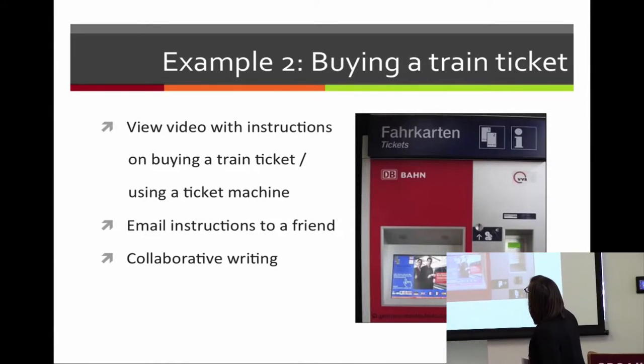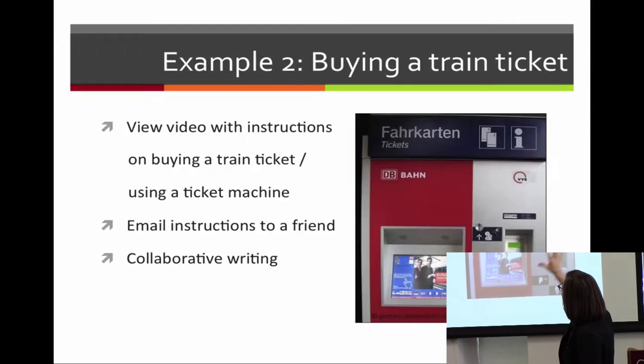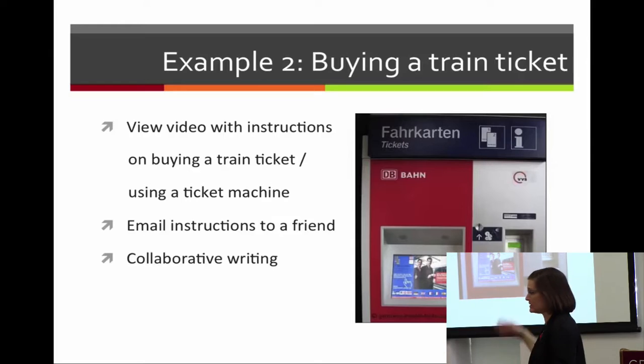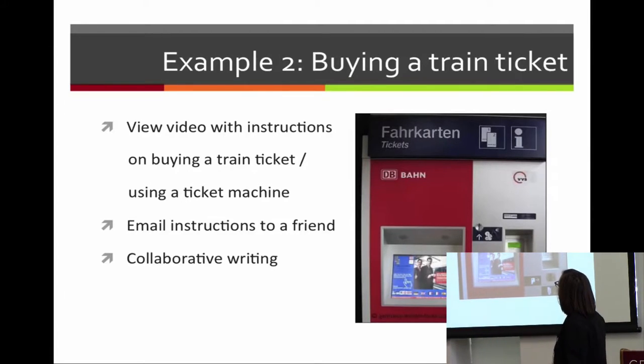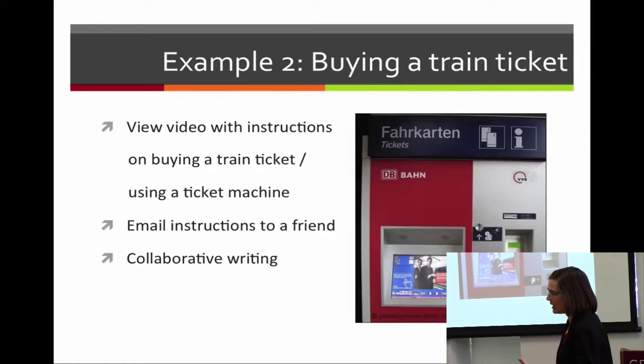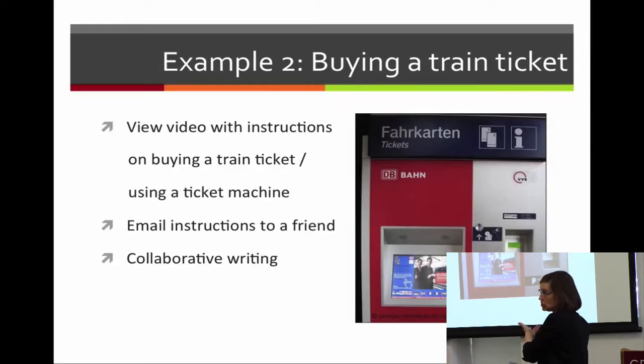Another one was buying a train ticket. And this activity was different than all the others in that they watched a video with a voiceover. It was a demonstration video some person in Berlin, in Germany, had made themselves, not even commercial. And so he's explaining how to buy a ticket using the machine. Students watched that, listened to it, and then in a group, they had to write an email to a friend explaining how to use the machine to buy your ticket.